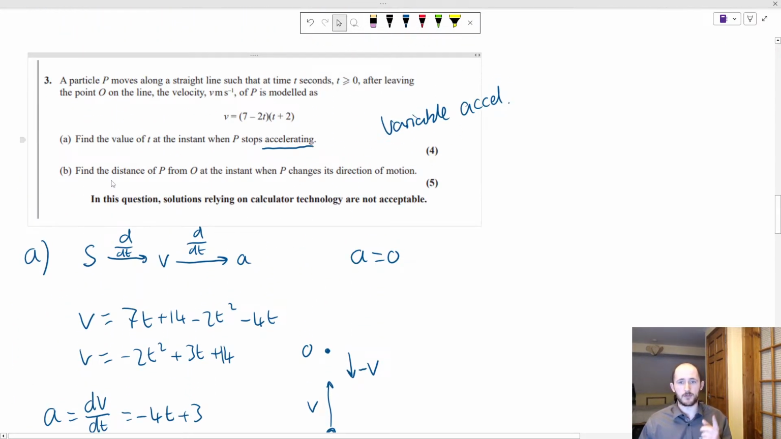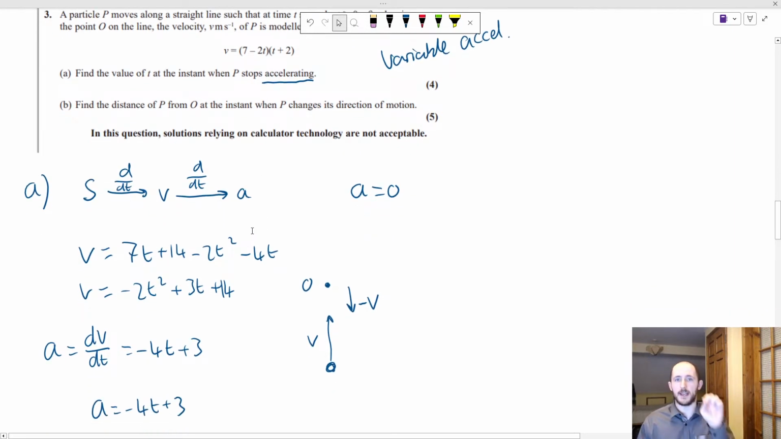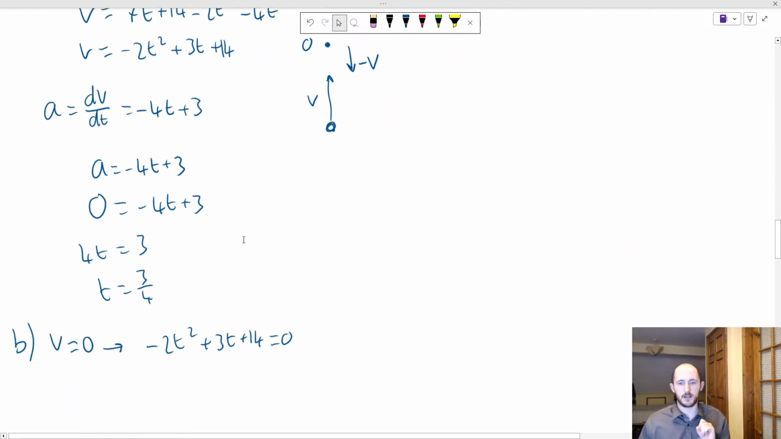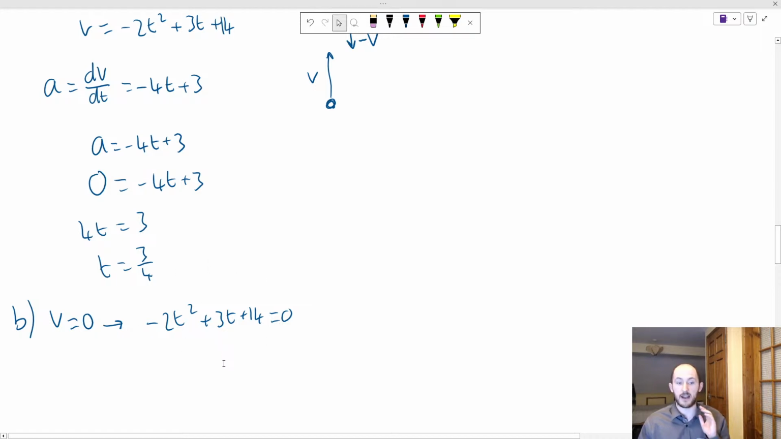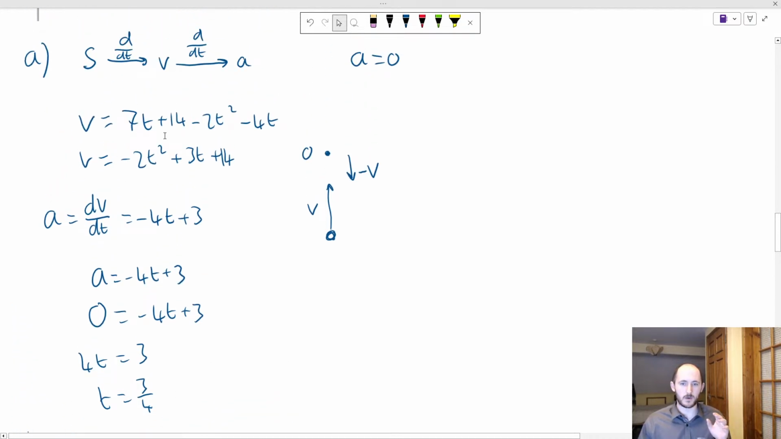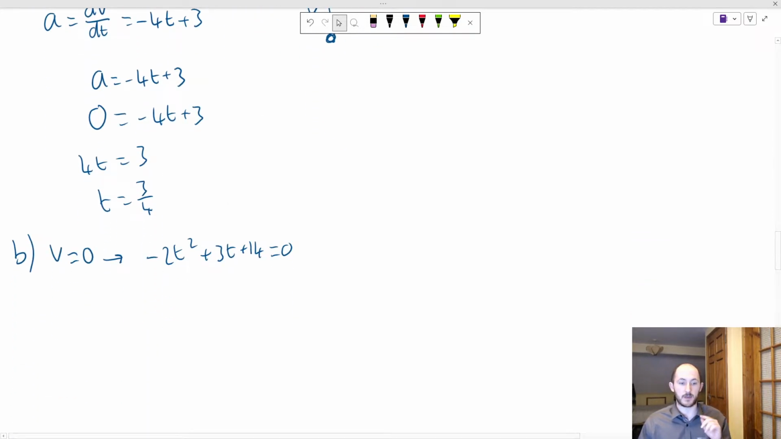Now, some students say, it says, in this question, solutions relying on calculator technology are not acceptable. Now, this doesn't mean you can't use a calculator. It means you can't solely use a calculator. So I can solve this equation using a calculator fine. But if you look, I still have working out. That's what they're looking at. They don't want you just to shove the whole thing on a calculator.